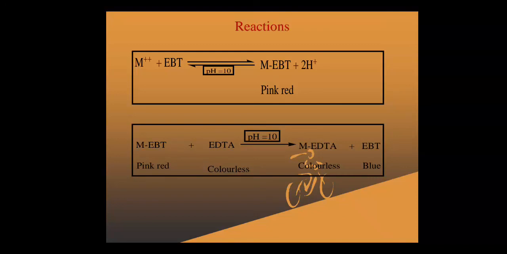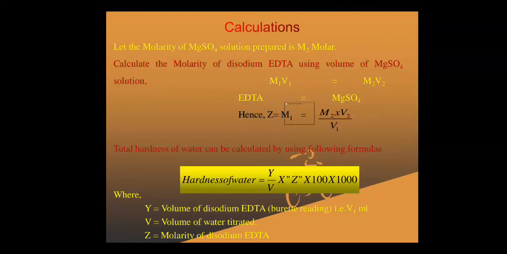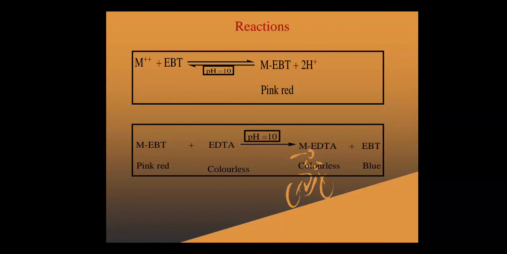But what reaction takes place here? When the metal ions, calcium and magnesium, are added to EBT as an indicator, they form the pink red colored metal EBT complex, and this reaction takes place at pH 10. H plus ions are formed, that's why pH 10 buffer solution is important. When EDTA is added to this metal EBT complex, it forms the metal EDTA complex, the color of the metal EDTA complex is colorless, and the blue color is due to the liberation of EBT.